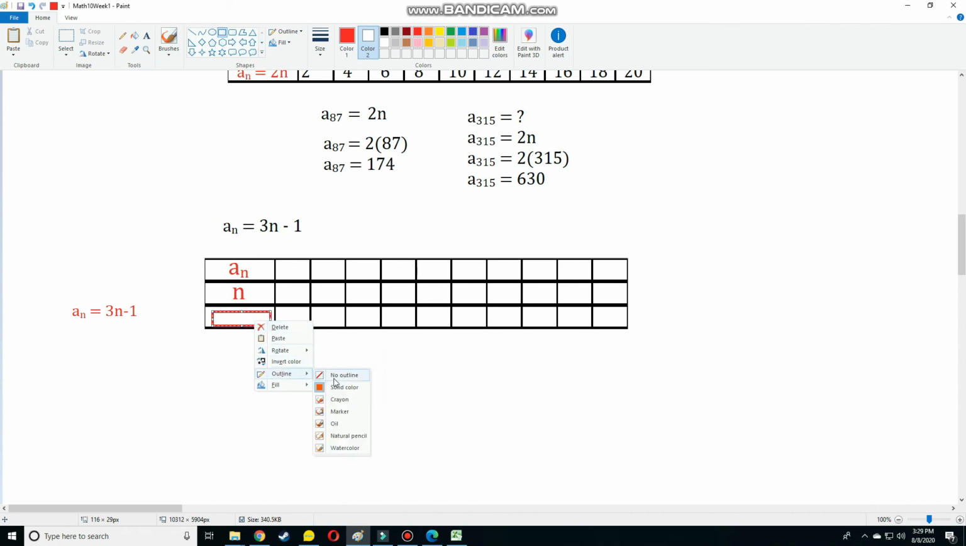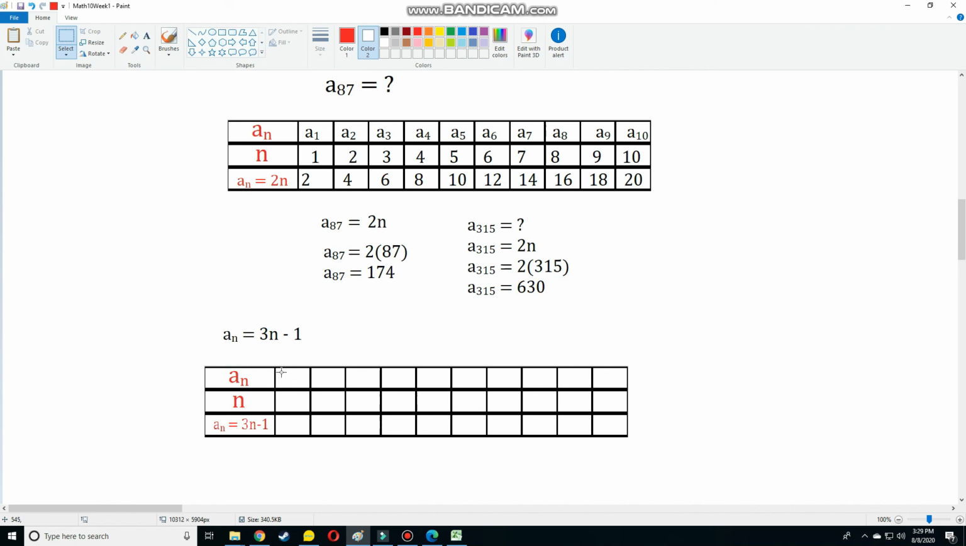The outline would be no outline. Okay, so let's use this one. The specific term, a sub n, is equal to 3n minus 1. Let's use this mathematical rule in order for us to generate a pattern.